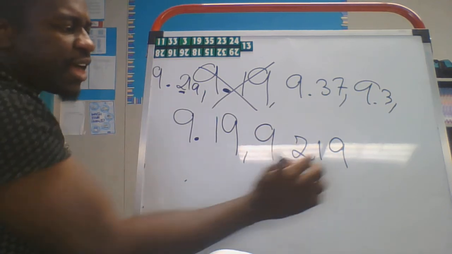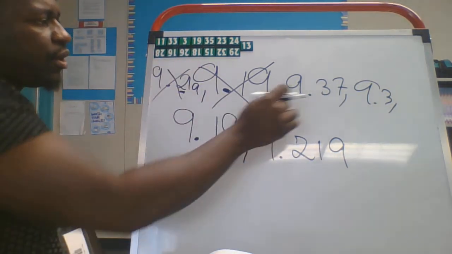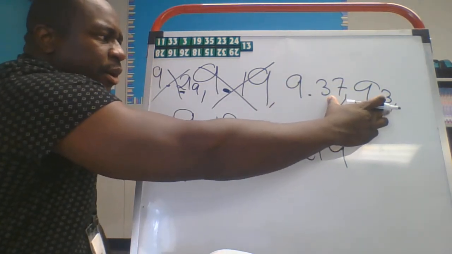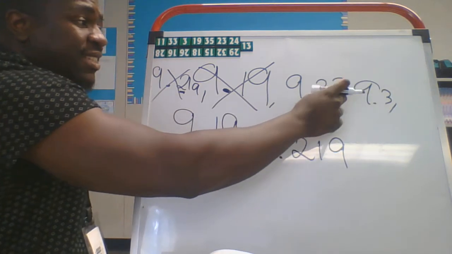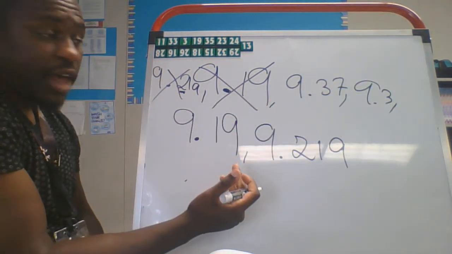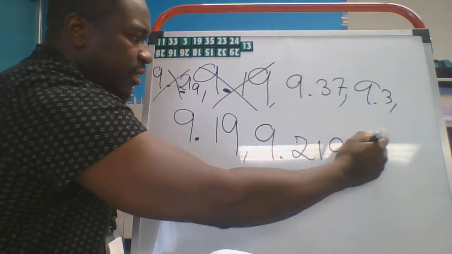Doesn't matter if this has more digits or less digits. Okay, next. This is a 3. This is also a 3 in the tenths place. So we go over to the hundredths place. This has a 7 in the hundredths place. This has nothing in the hundredths place. It has 0 in the hundredths place. So 0 is smaller than 7. So that's going to be the next number.